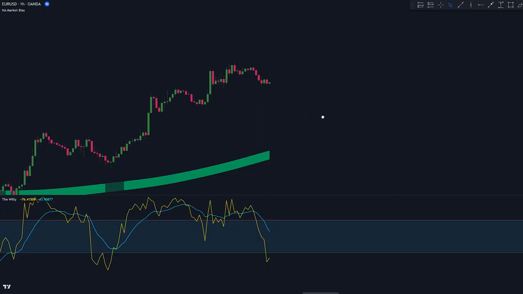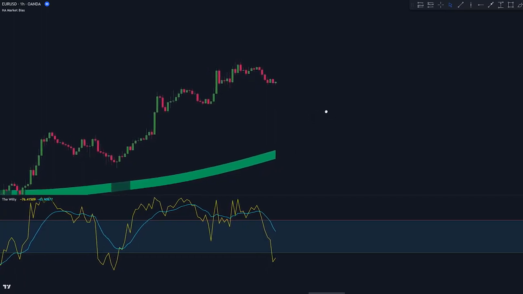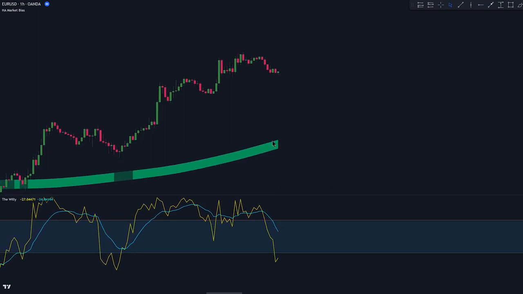Now, to enter a long trade, these are the conditions. First, the trend ribbon of the market bias indicator should be colored bright green and the price should be trading above it. This indicates a bullish trend.